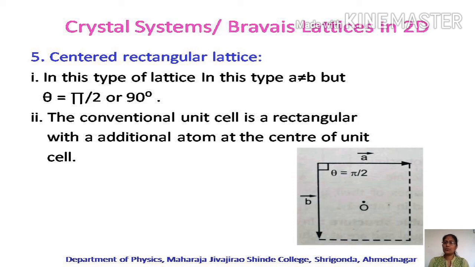Thus, in today's lecture, we have covered the points related to Bravais lattices in two dimensions, and these are the oblique lattice, square lattice, hexagonal lattice, rectangular lattice, and centered rectangular lattice.